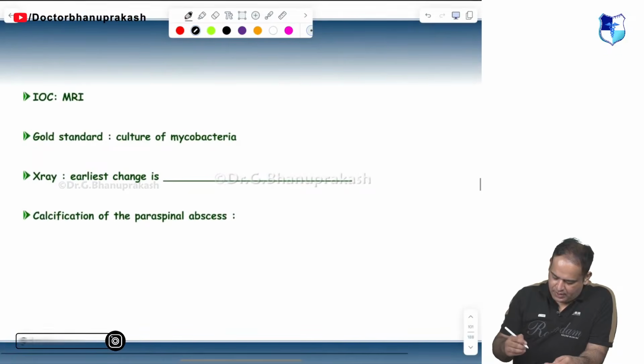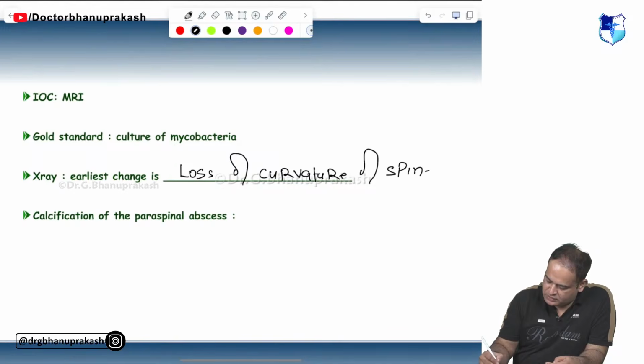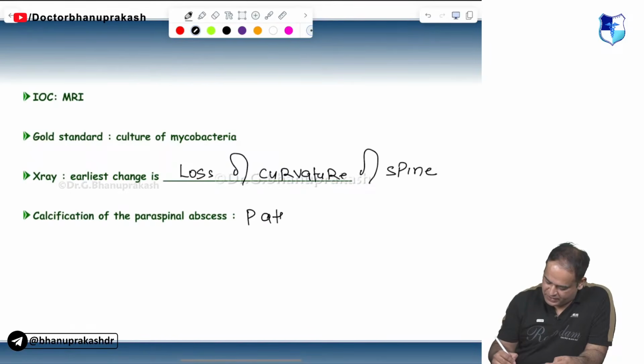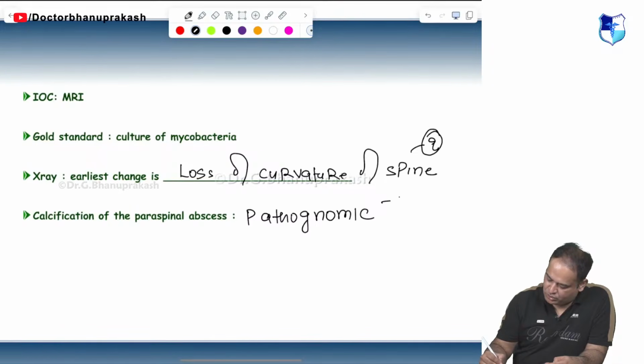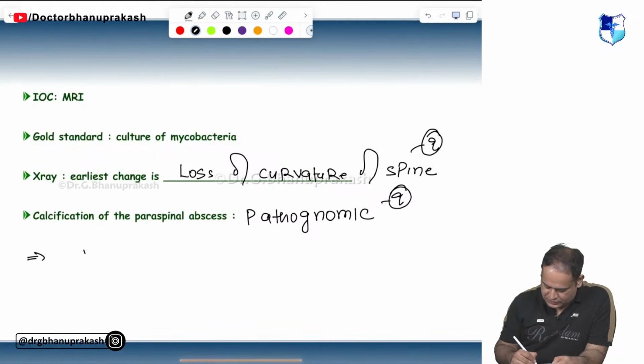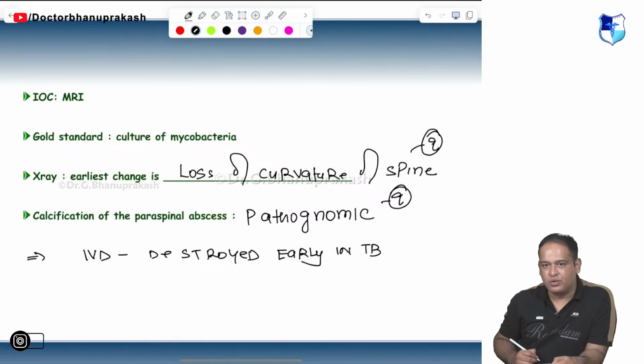Tuberculosis is important. X-ray, what is the earliest change seen? Loss of curvature of the spine. Calcification of the paraspinal abscess is pathognomonic. Pathognomonic means confirmatory. Also, intervertebral disc is destroyed early in tuberculosis.